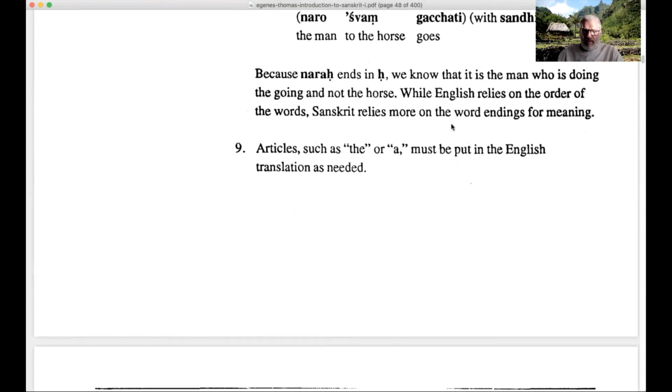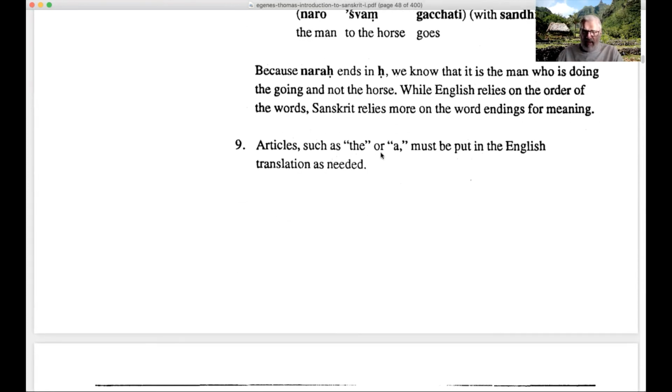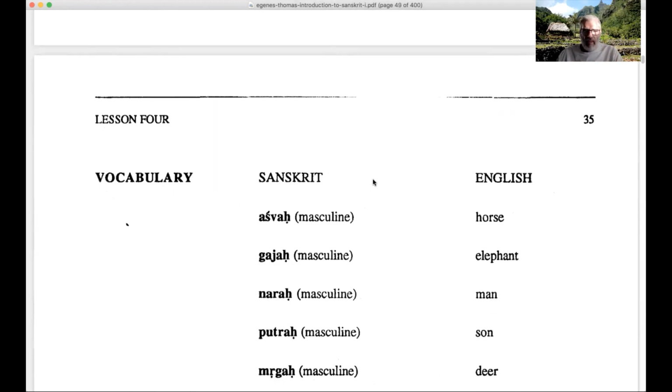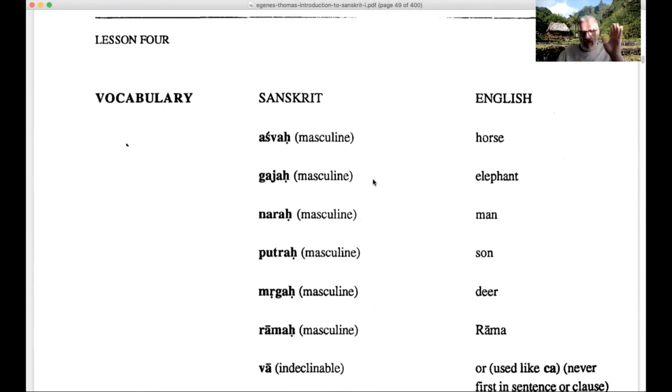Okay. So the articles such as the or a must be put in the English translation as needed, because they don't occur in Sanskrit. So if I say ashvah, it means the horse. It can also mean a horse. Okay. That's it for all the grammar, and now we're just going to get vocabulary.